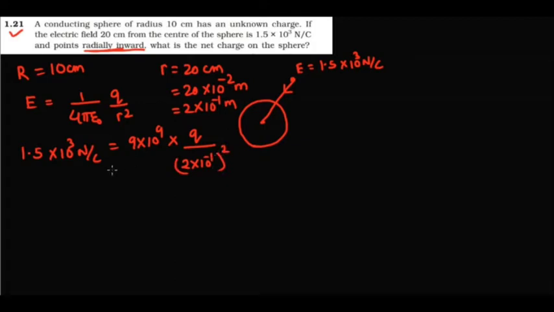Is that clear? So you have this equation now, and by solving this equation you can calculate q. So from this equation you can get the magnitude of the charge, and from this term radial inward it is clear that the charge is negative. So students, in this way we can solve this question, and now we'll proceed to the next one. Now look at the next question.